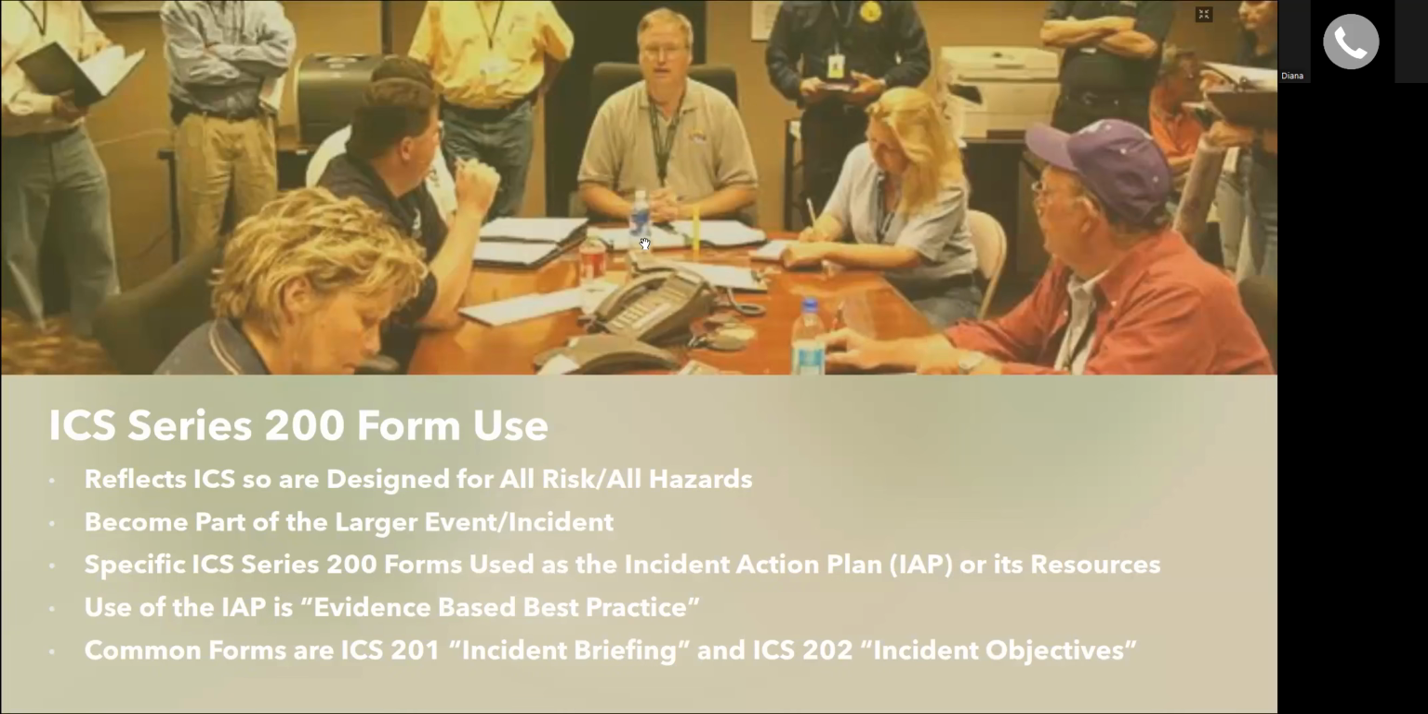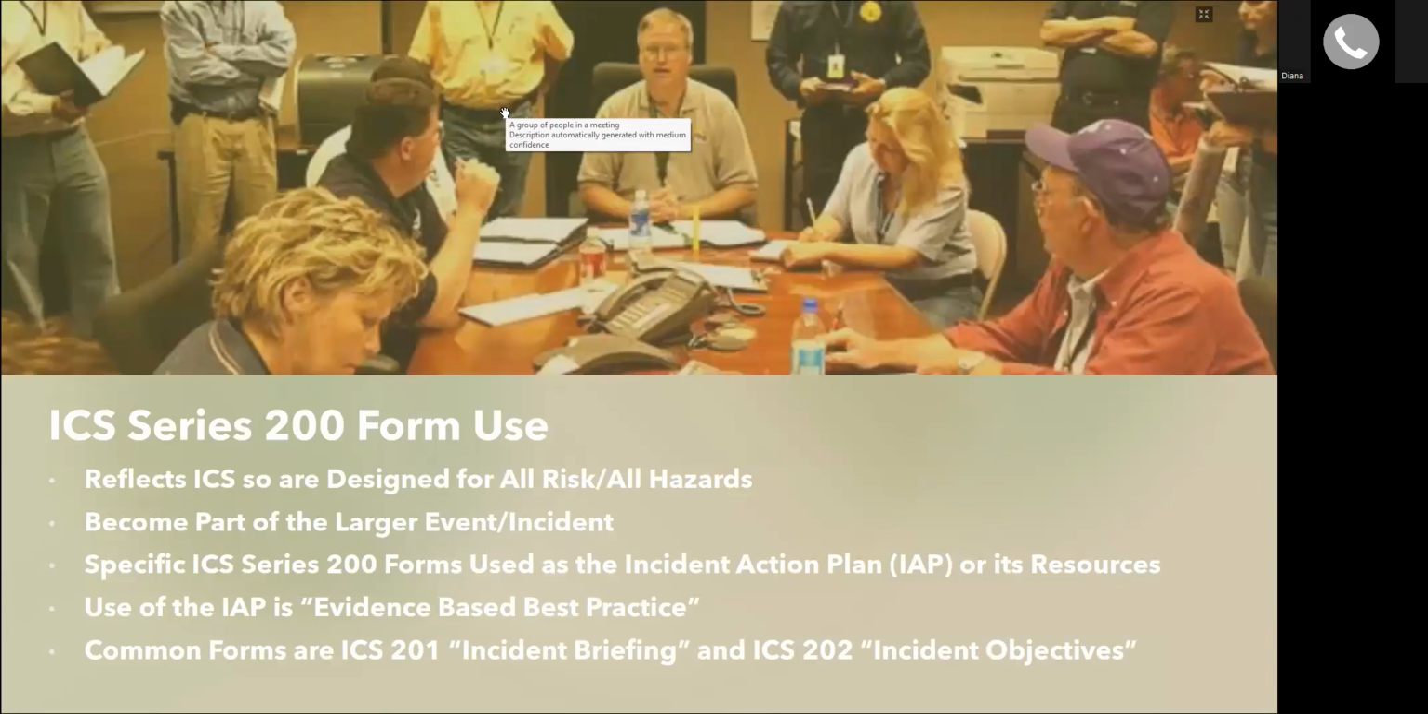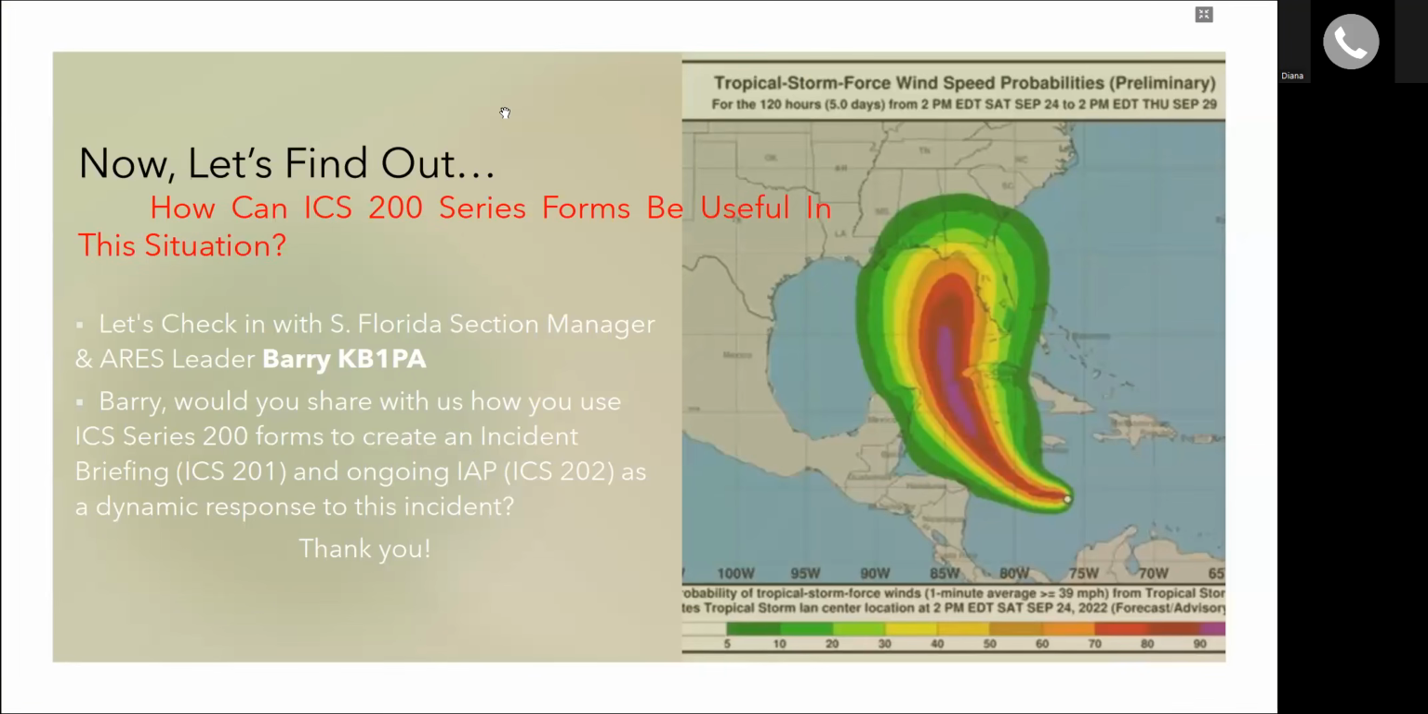And common forms are the ICS 201, or the Incident Briefing, and the ICS 202, Incident Objectives. Both of those we'll cover tonight. Last slide, please. Now, let's find out, how can ICS 200 series forms be useful in this situation? And this is an early picture of Hurricane Ian.